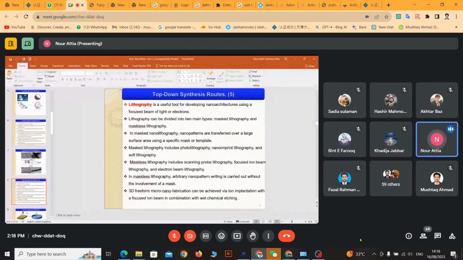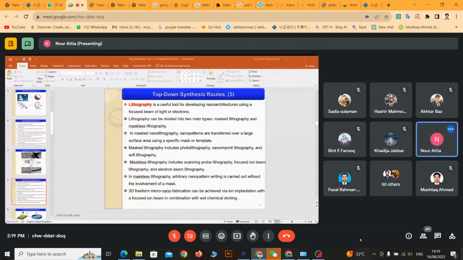The other method is lithography, because lithography is one of the most important top-down nanoscale methods, especially for electronics, because it's useful for developing nano architectures using a focused beam.